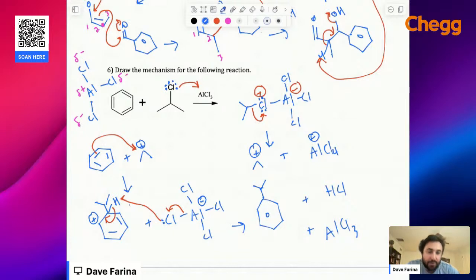Jan asks, is this Friedel-Crafts alkylation? Yes, that's correct. It is Friedel-Crafts alkylation. That's exactly what it is.